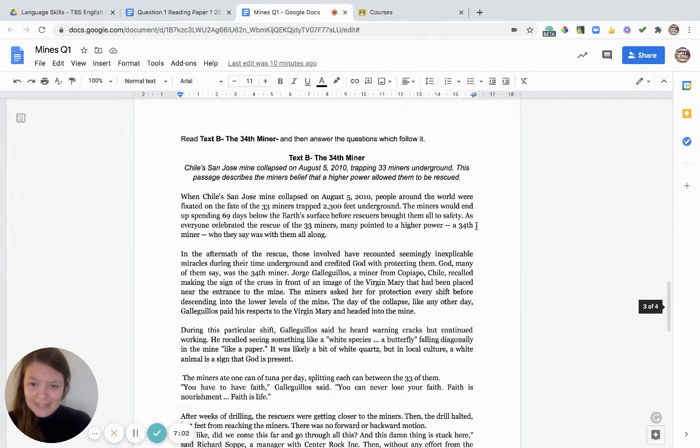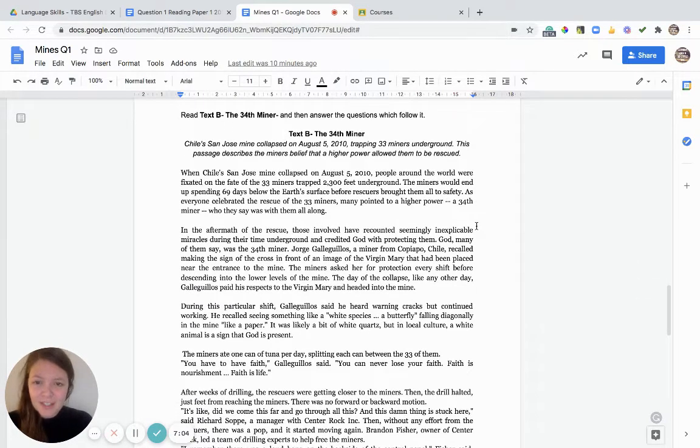Let's have a look at text B together. So text B is always on the same topic as text A. Sort of on the same topic, so you'll notice this one is also about miners. It's about the Chilean mine disaster.